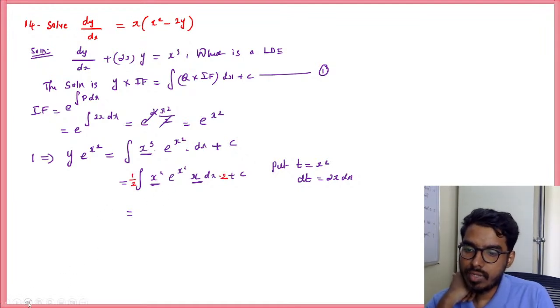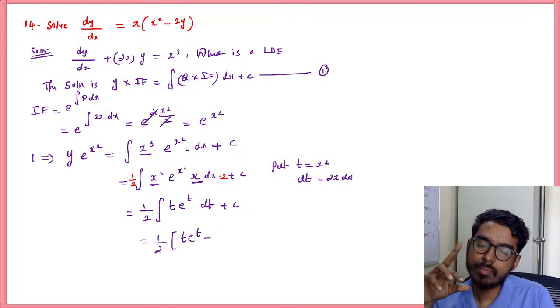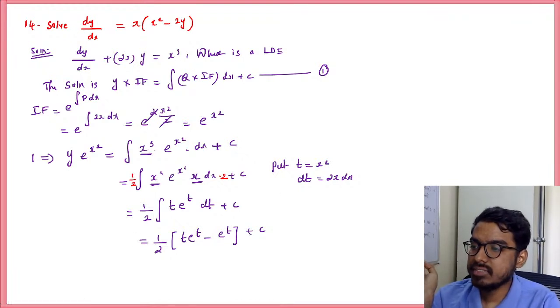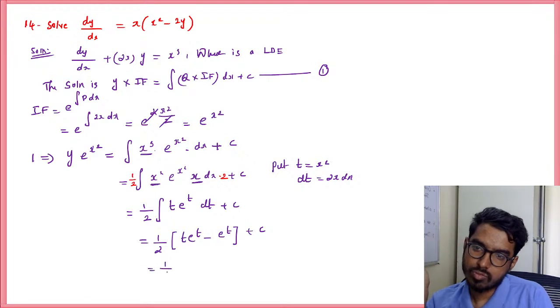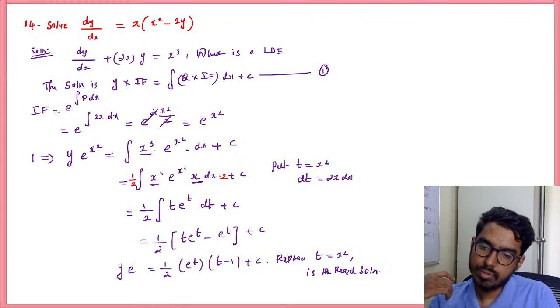Now what we can do is, I can write this as 1 by 2 integration of x square is t, e power t, and 2x dx is dt. Right? And this will be very simple. So uv minus integration of v du. We will have t e power t minus 1 t plus c. So replace t is equal to x square, 1 by 2 e power x square times x square minus 1, plus c, the required solution.